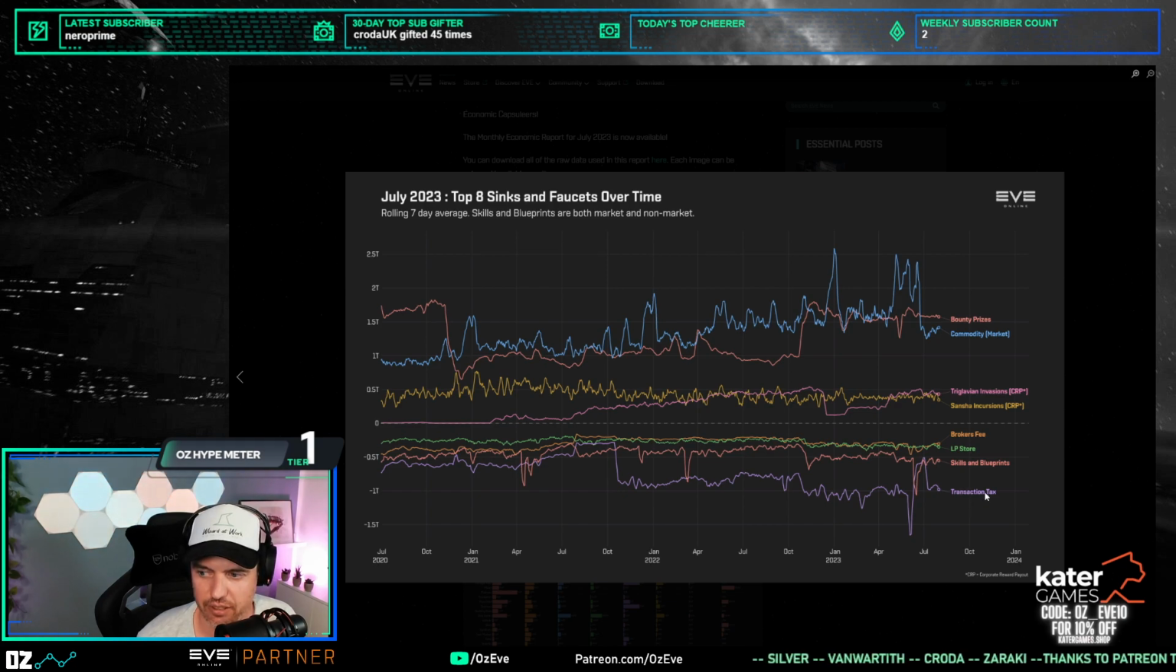Transaction tax spiked a lot because of sales that we're seeing in the store, Plex sales, skill extractor sales, that sort of stuff. But here we also had a tax holiday, so the sales tax was cut in half for an extended period of time, and that's messing with the transaction tax sink here.